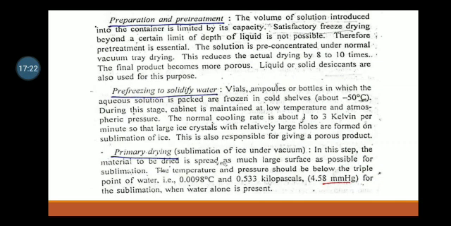Primary drying, sublimation of ice under vacuum. In this step, the material to be dried is spread as much large surface as possible for the sublimation. The temperature and pressure should be below the triple point of water, that is 0.0098 degrees Celsius and 0.533 kilopascals, 4.58 millimeter of Hg, for the sublimation when water alone is present.